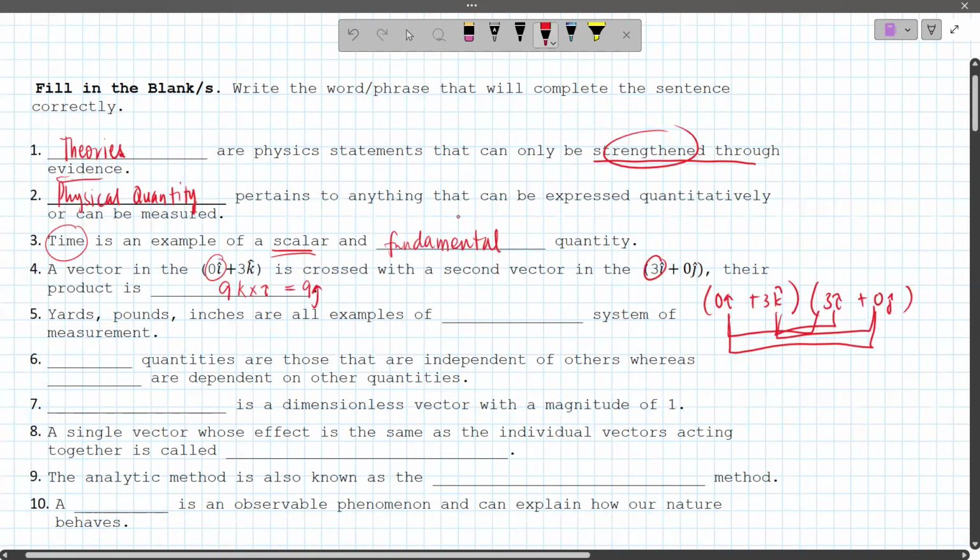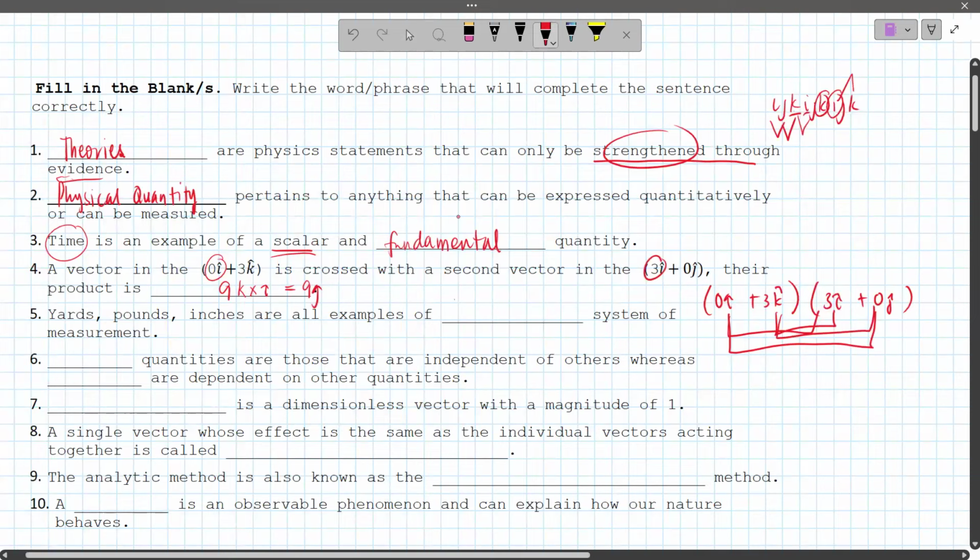I said before I'll show you the shortcut. Just write it as IJK, IJK, IJK. So I cross J is K, J cross K is I, K cross I is J, and so on. Then if reversed, K cross J is negative I, J cross I is negative K, and so on.